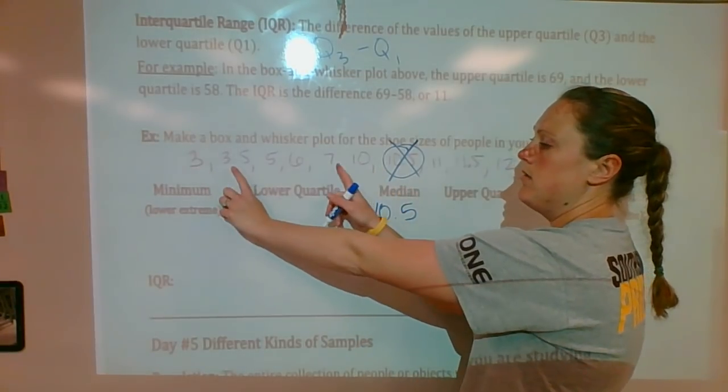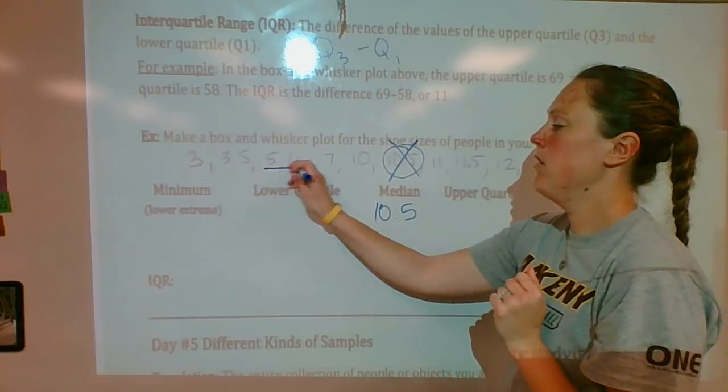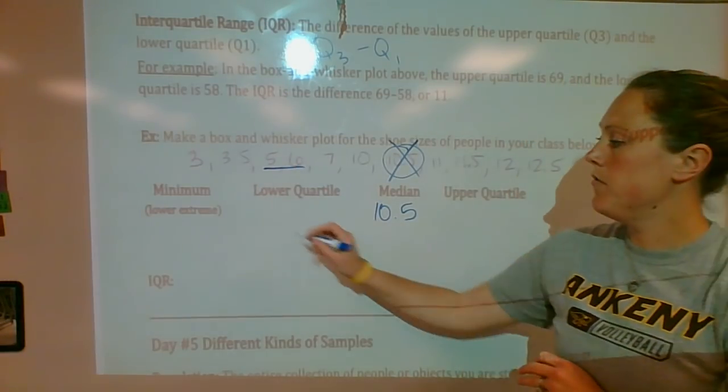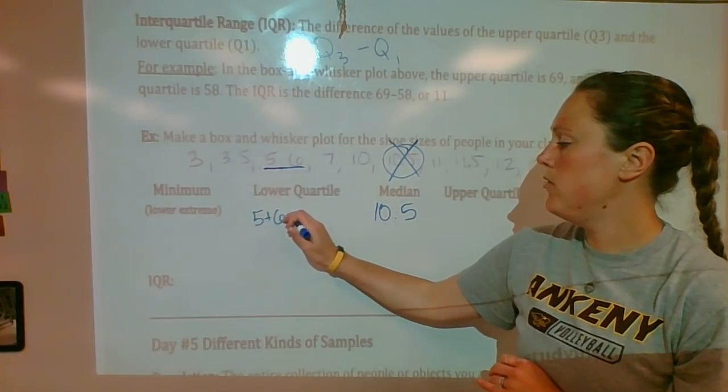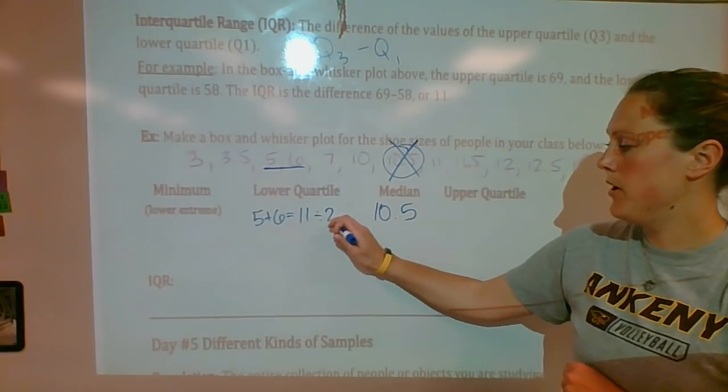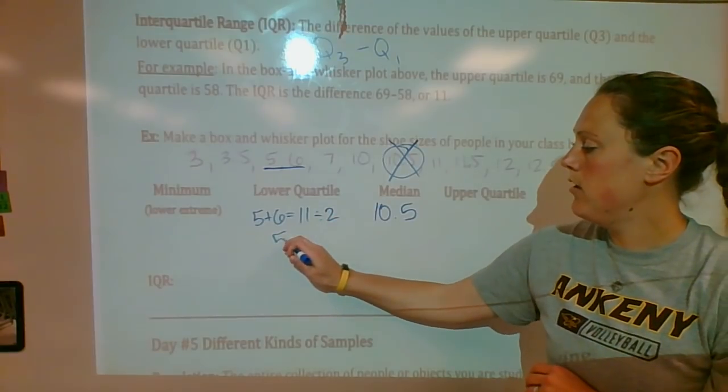3 and 10, 7 and 3.5. So for my lower quartile, we're looking between 5 and 6. So for the average, I add those 2 together, I press enter on my calculator, then I divide by 2. So my lower quartile would be 5.5.